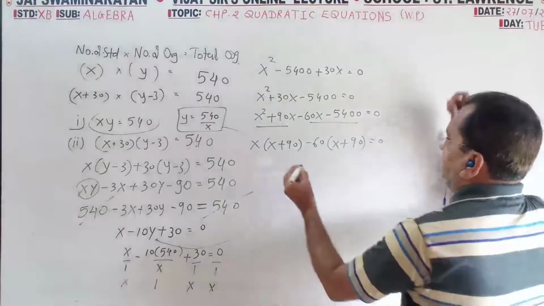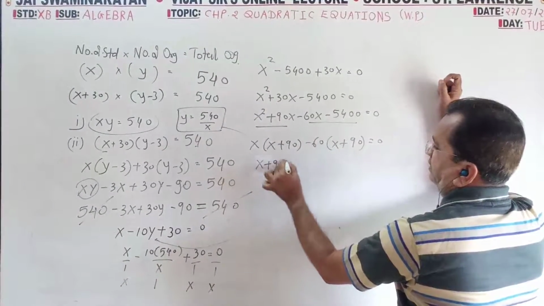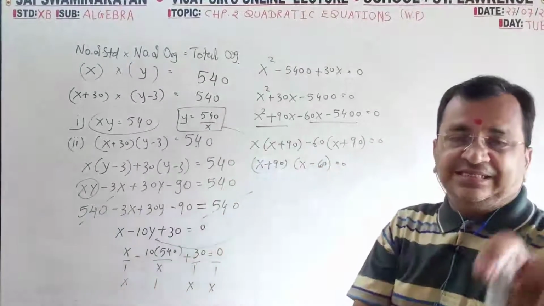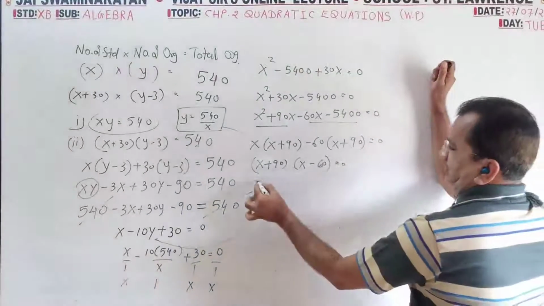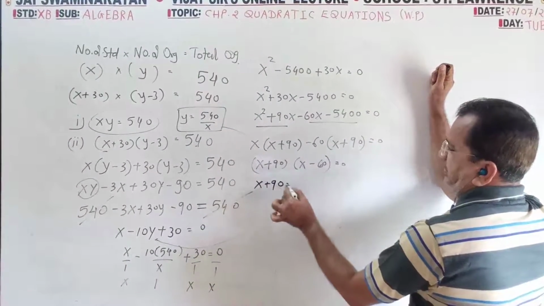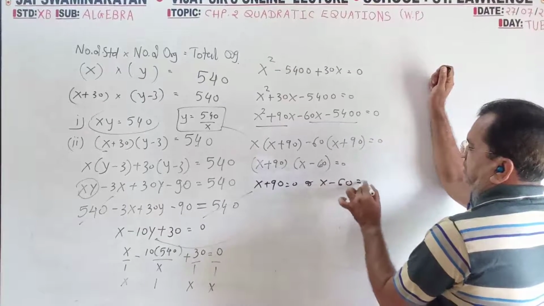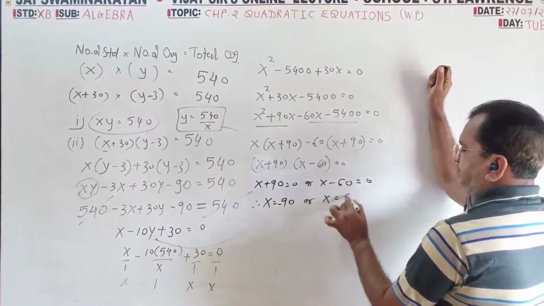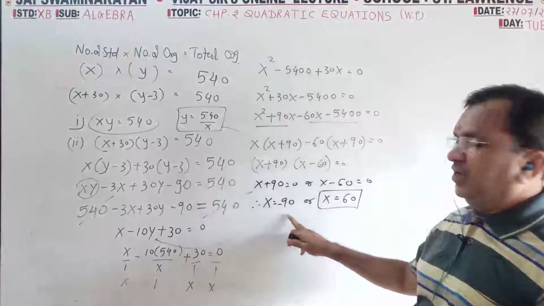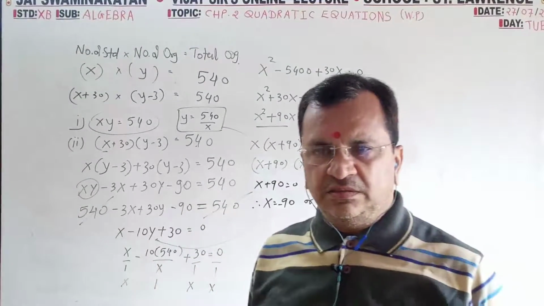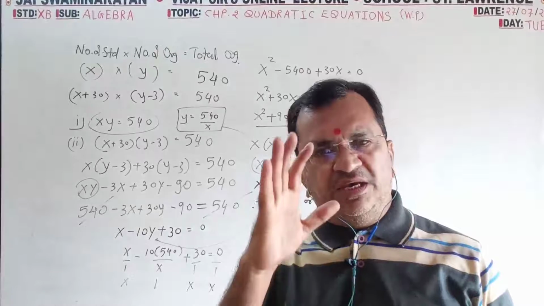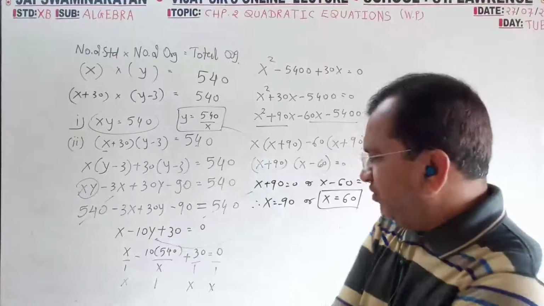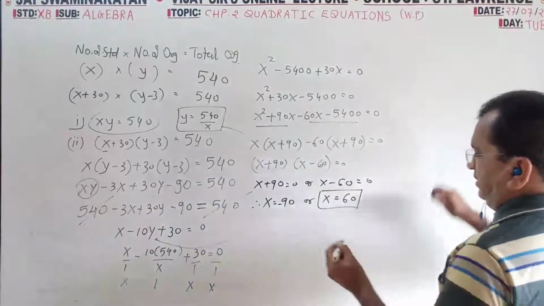Common of common, x plus 90, x minus 60. So x plus 90 is equal to 0, or x minus 60 is equal to 0. x is equal to minus 90. Number of students cannot be negative. Number of oranges cannot be negative. Therefore, we will accept 60. x is equal to 60.